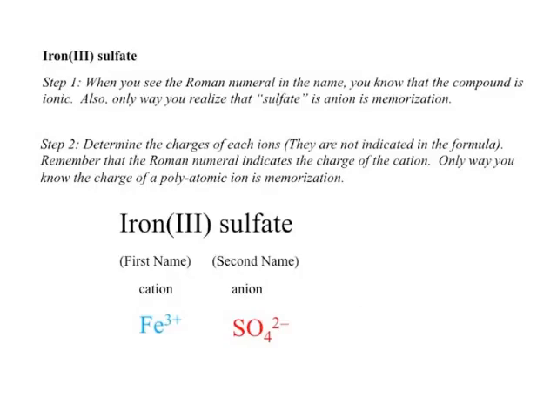Iron 3 sulfate. Again, the Roman numeral 3 indicates that the cation has a charge of 3 plus. So therefore, you have 3 plus cations, and you have sulfate. Well, sulfate is the name of a polyatomic ion. It is SO4 2 minus. Let's move to the next slide.